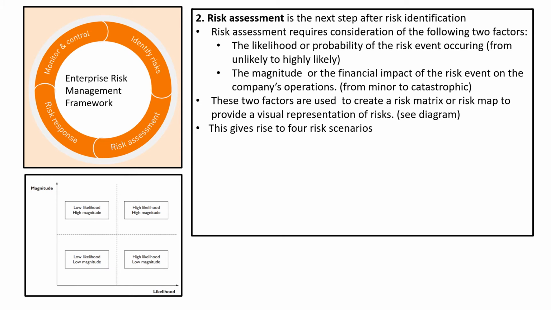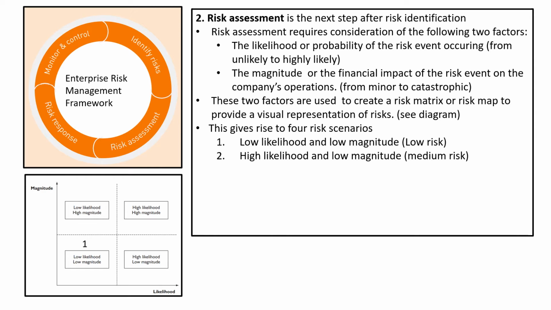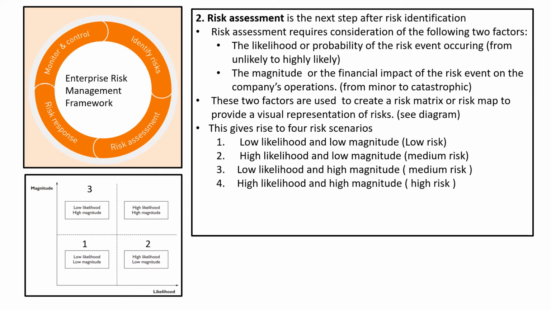This gives rise to four risk scenarios. First one is low likelihood and low magnitude, low risk. Number two is high likelihood and low magnitude, medium risk. Low likelihood and high magnitude, medium risk. And the last category is high likelihood and high magnitude, which is high risk.